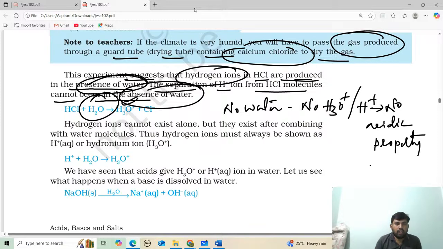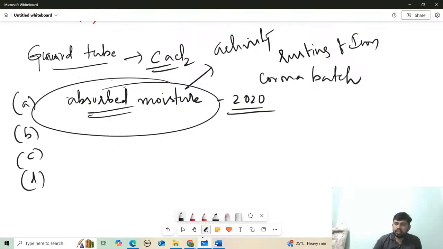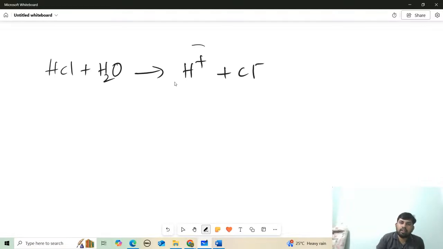Now see, a hydrogen ion cannot exist alone. Here there is one more thing. When we say hydrogen ion, try to understand, we should go a little deeper into chemical bonding. We discussed that HCl is added to water and it produces H plus ions. Do H plus ions really exist alone, independently?